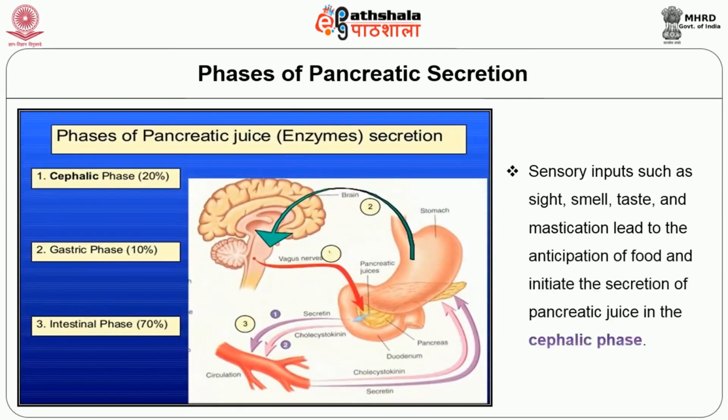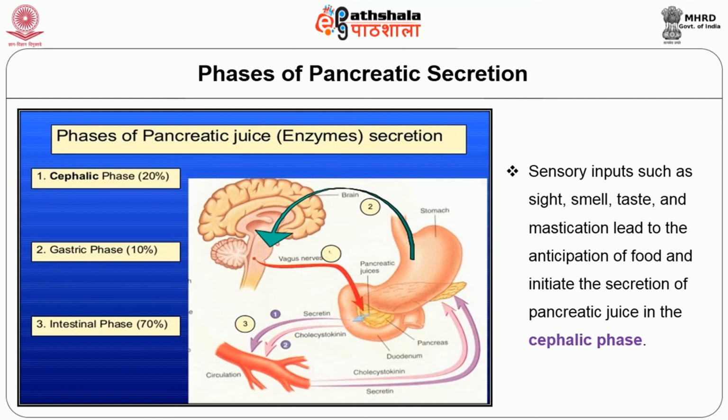The phases of pancreatic secretion are regulated by nervous and hormonal factors. The secretion of pancreatic fluid occurs in three phases, namely the cephalic, gastric and intestinal phase, which correspond with the stages of gastric secretion. Sensory inputs such as sight, smell, taste and mastication lead to the anticipation of food and initiate the secretion of pancreatic juice in the cephalic phase.